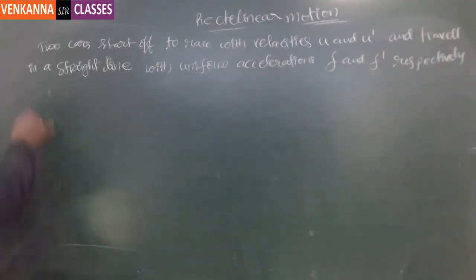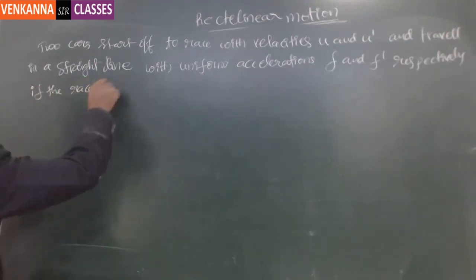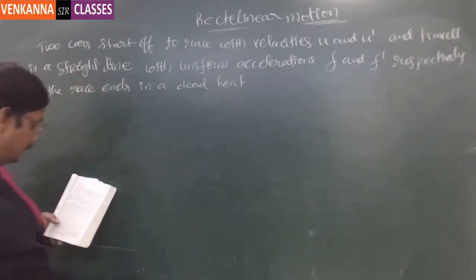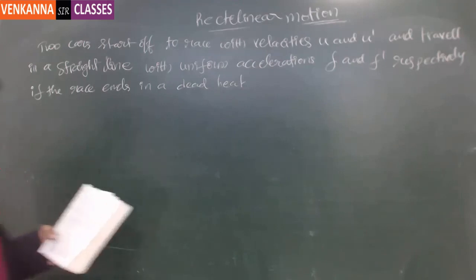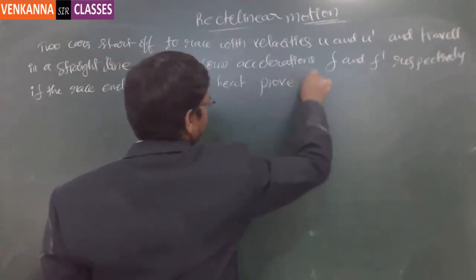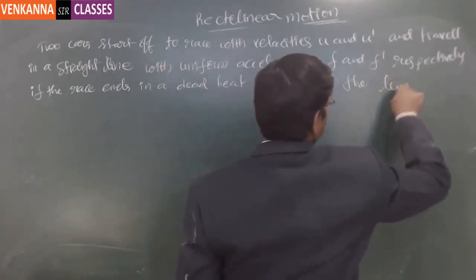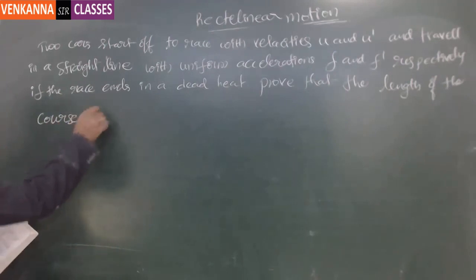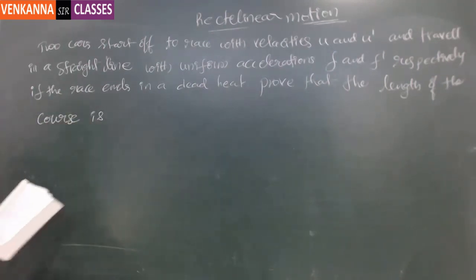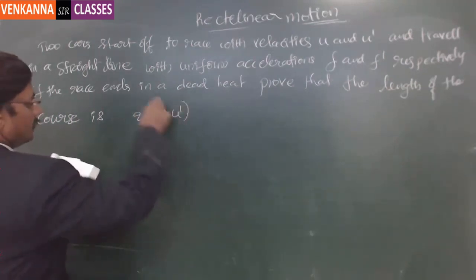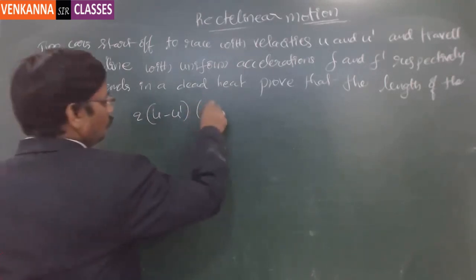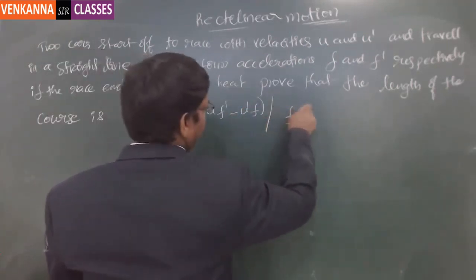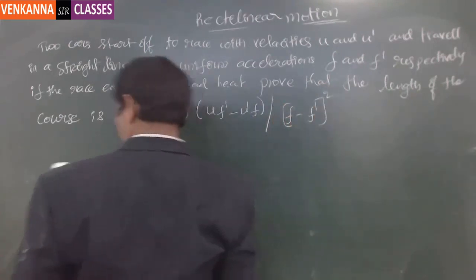If the race ends in a dead heat, prove that the length of the course is 2 times (u minus u dash) into (u f dash minus u dash f) divided by (f minus f dash) whole square. Can you try to prove this?